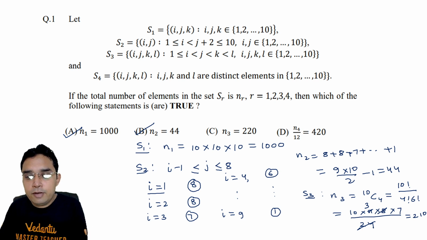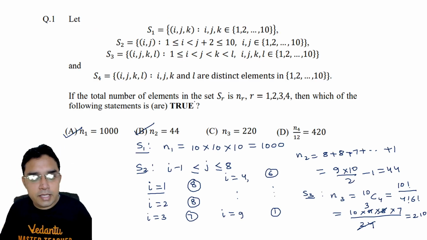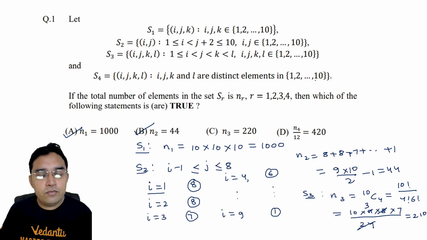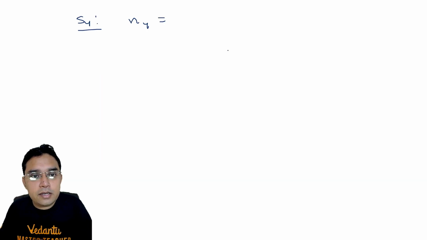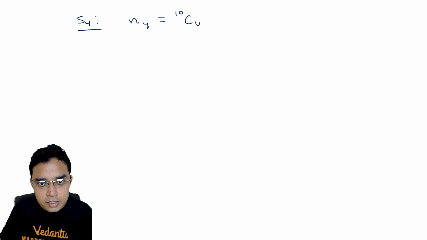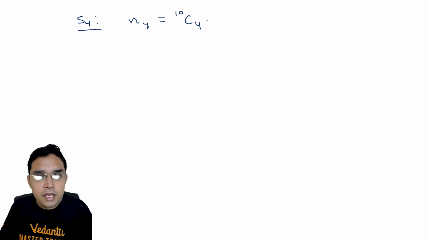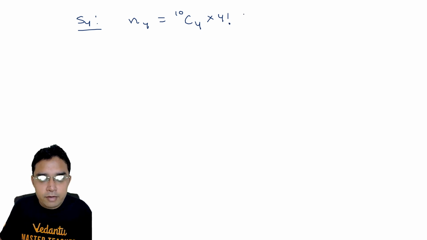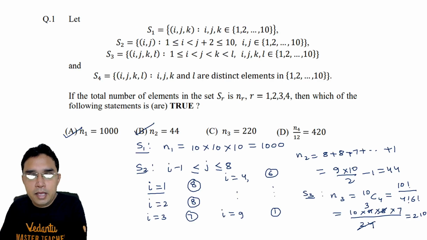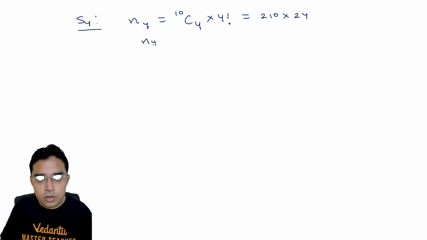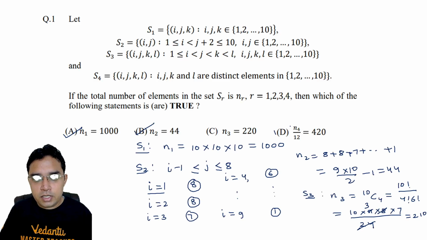Now this n4, if I go to S4, number of elements in this S4 will be, because here they are saying I, J, K, L are distinct elements in 1 to 10. So we have to select 4 elements from these 10 and we have to arrange them. So into 4 factorial. So that is it for this n4. So it will be 210 into 24. But they are asking n4 upon 12. So n4 upon 12 will be equal to 420. So answer for this question is D also.